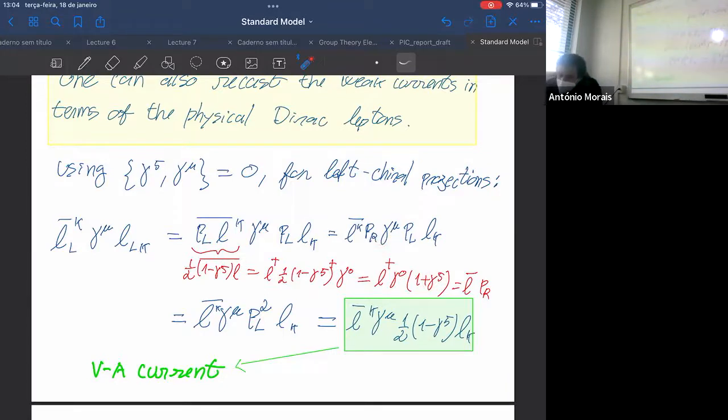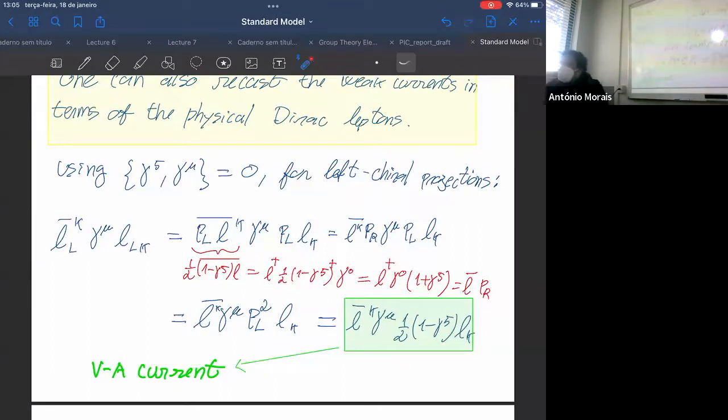No, sorry, this is already the end of the story. No, it's not. It's going to flip again, which is what's happening here. It comes to PL squared. But PL squared is equal to PL. So it's simply PL here.